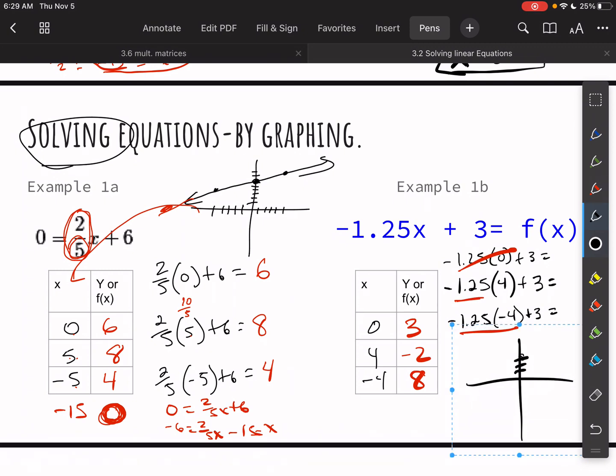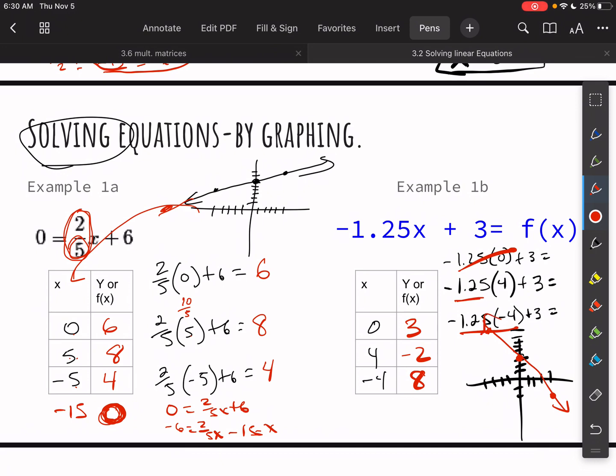Okay, so if I plug this in on my graph, I have 0, 3, which is right here. Nope. 0, 3. And then 4, negative 2. 1, 2, 3, 4. 1, 2, and then negative 4, 8. Something like that. Okay, so at 4, negative 2, we're here. And then at negative 4, 8, somewhere up in there. We have this line that goes like this.